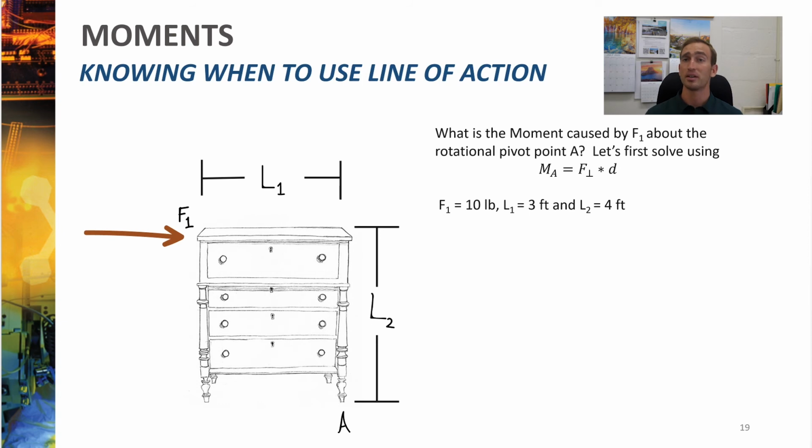Here's a perfect example that illustrates that. What we have right here is a question that's asking us to solve for the moment caused by force F1 about the pivot point at the bottom of the structure, point A. So let's show you what would happen if you didn't use line of action.